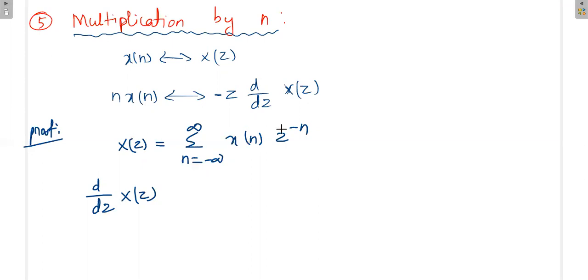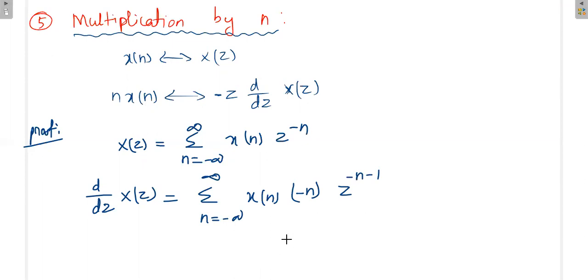Now we can do the differentiation only here because this z power minus n consists of z. So we can do the differentiation here. That is summation n minus infinity to plus infinity x of n. The differentiation of z power minus n is minus n multiplied with z power minus n minus 1.